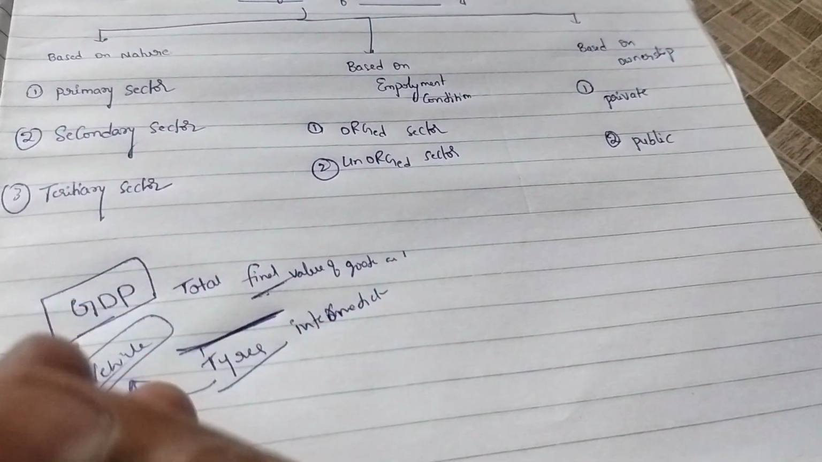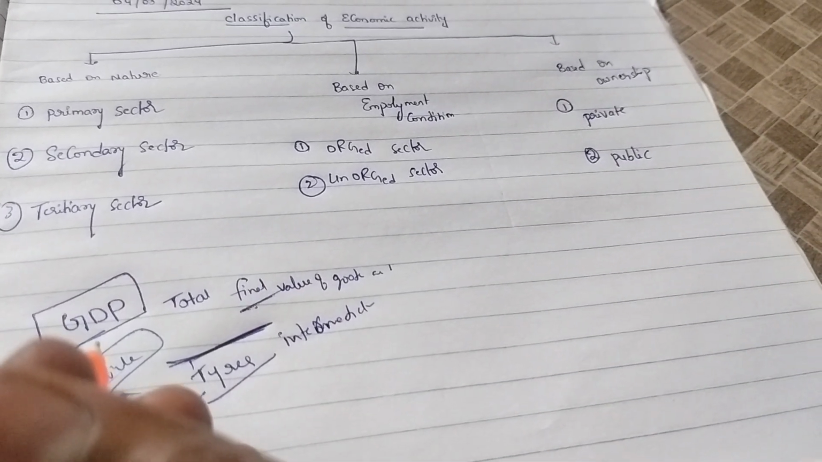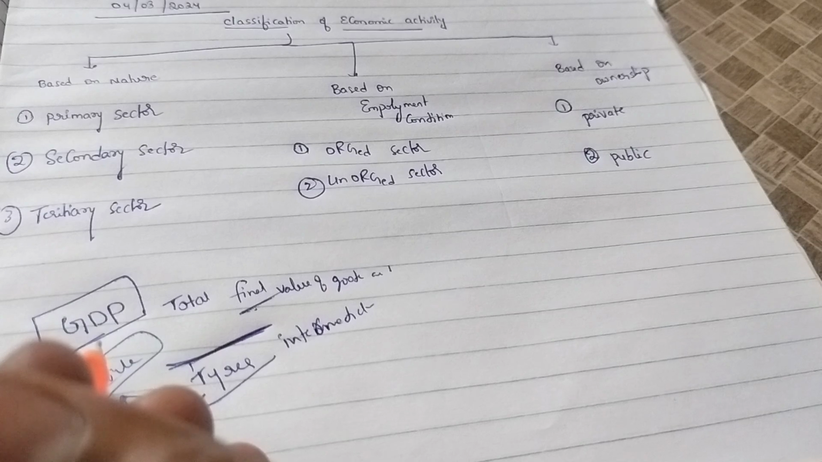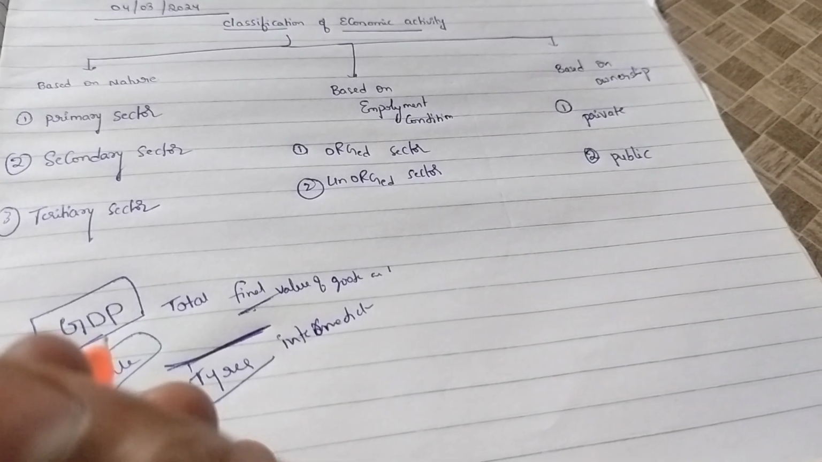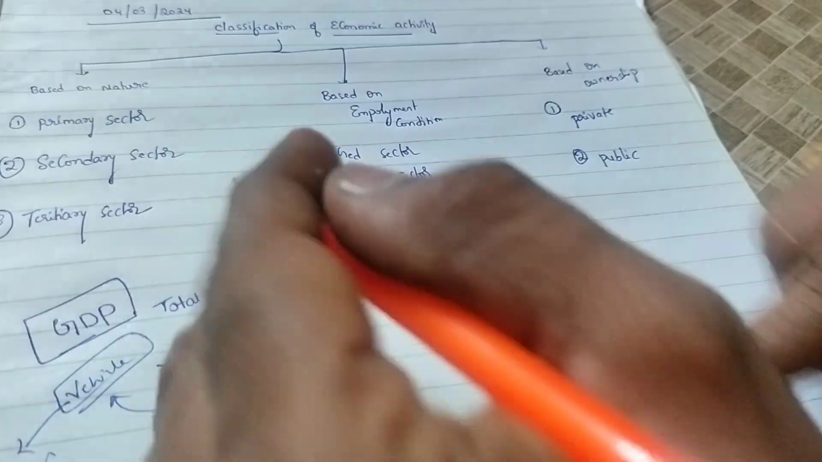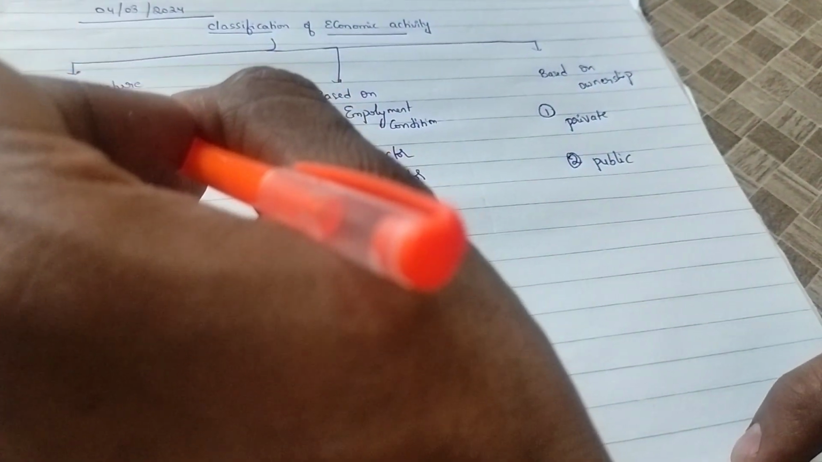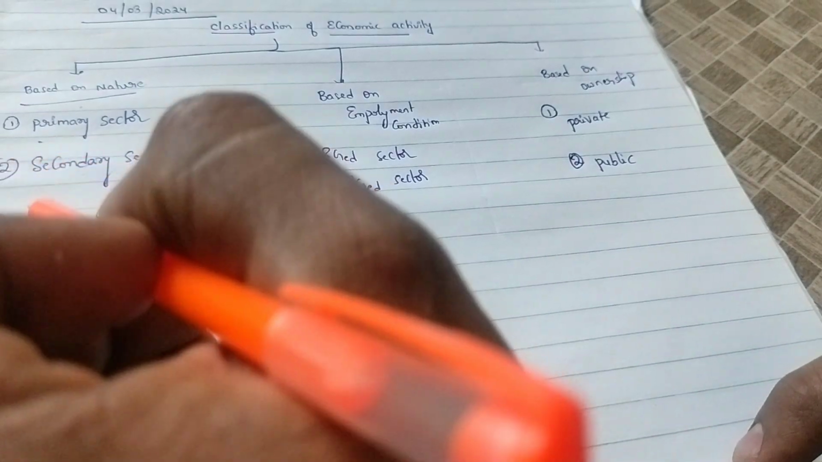Okay, this is the GDP. If gross domestic product increases, it means the country is developed. The USA, the United States of America, is in first place in GDP. Now coming to our classification based on nature, the economic activities are classified into primary, secondary, and tertiary.